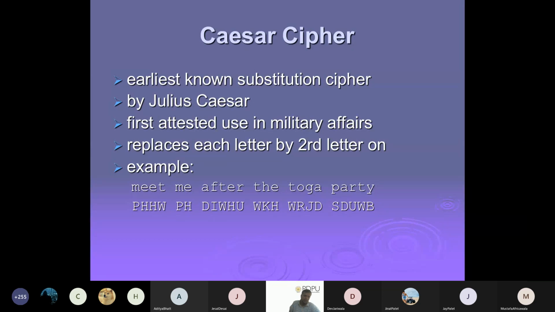Provided one of the military persons of Caesar who were using this encryption and decryption cipher is compromised, then you can say the cipher is going to be compromised. That is the way it will be there.